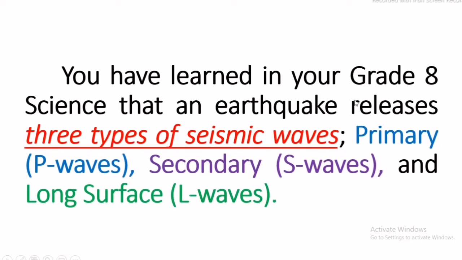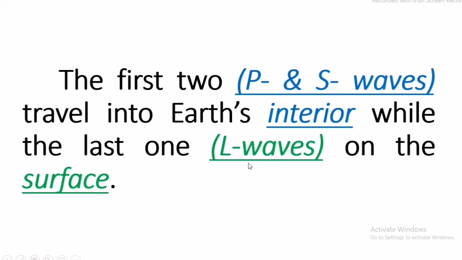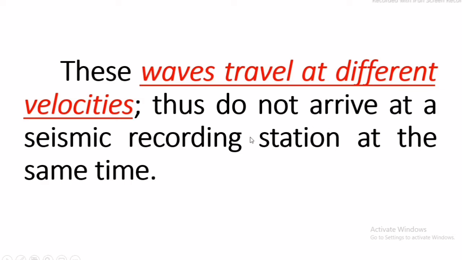You have learned in your Grade 8 science that an earthquake releases 3 types of seismic waves: the primary, the secondary, and the long surface waves. The first 2 waves, the primary and the secondary waves, travel into Earth's interior, while the last one, long waves, travels on the surface. These waves travel at different velocities, thus do not arrive at a seismic recording station at the same time. One is slower, the other is faster.